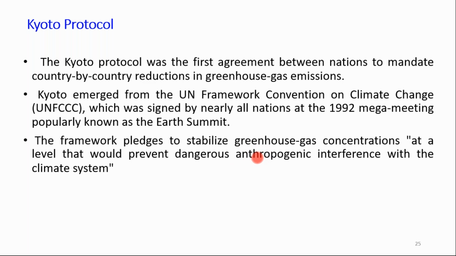Anthropogenic means the activities or operations carried out by human beings that adversely affect the atmosphere. That is called anthropogenic activities. So the main objective of this Kyoto Protocol is to control these dangerous anthropogenic activities, to avoid these anthropogenic interferences for climate change. Indirectly, we are going to control greenhouse gas emissions.